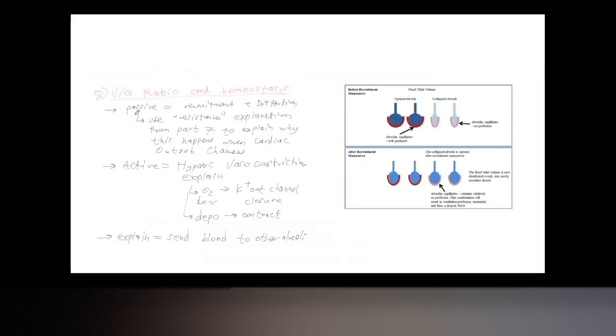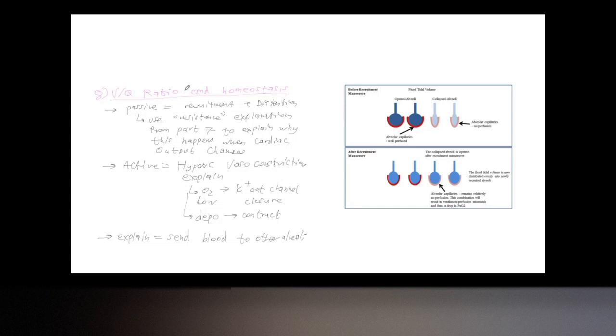No. Okay. So I said before we have passive and active. This is my handwriting from my second year. Passive would be something like recruitment. There is some recruitment maneuver. So some alveoli are not participating in the normal ventilation, but then after you do the maneuver for recruitment, they participate as well. So that's kind of a passive one. And the active is the hypoxic vasoconstriction. So you can use this for your exam.